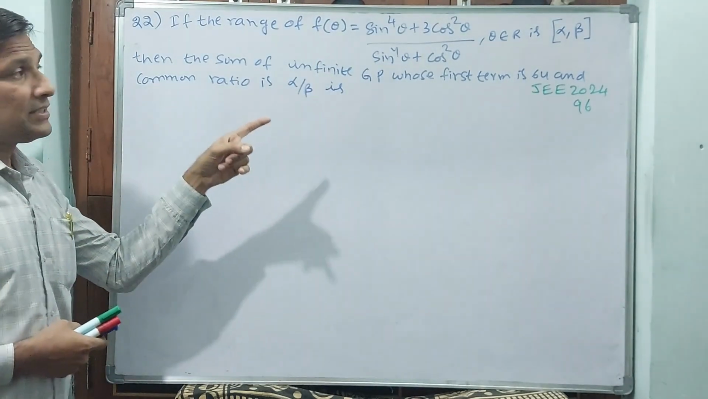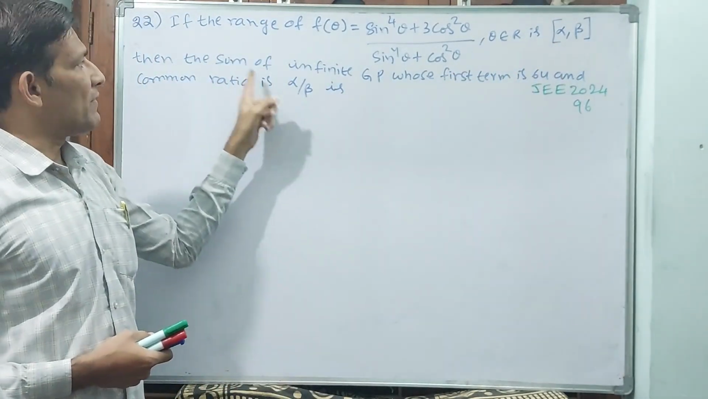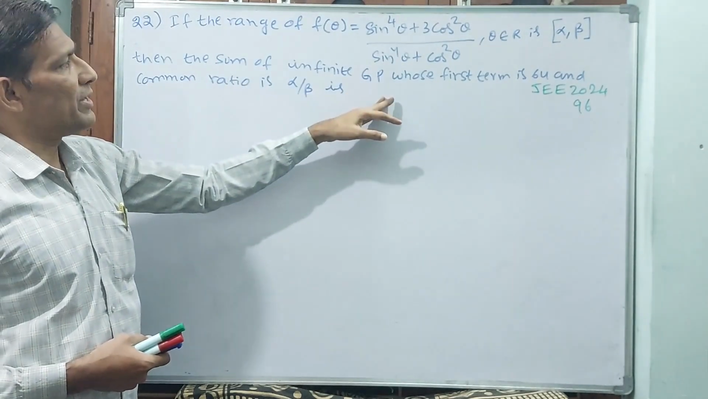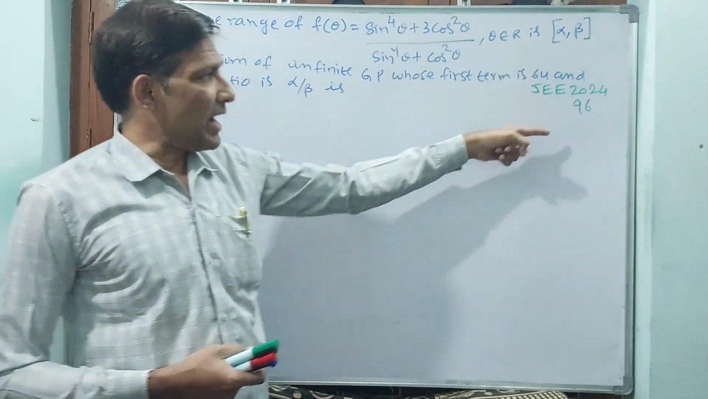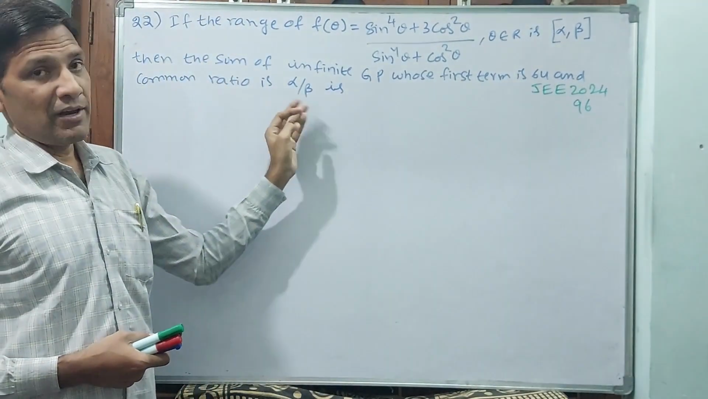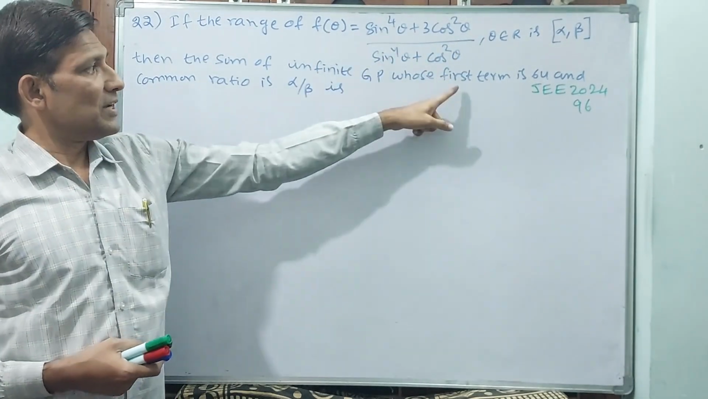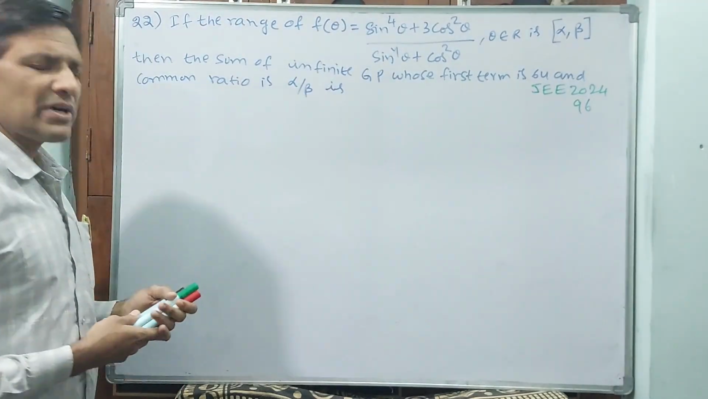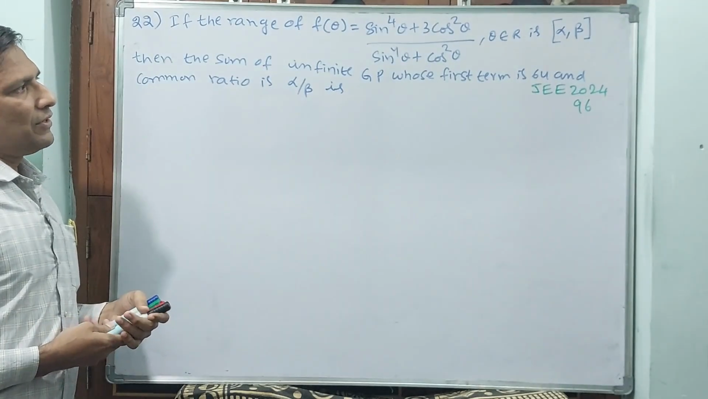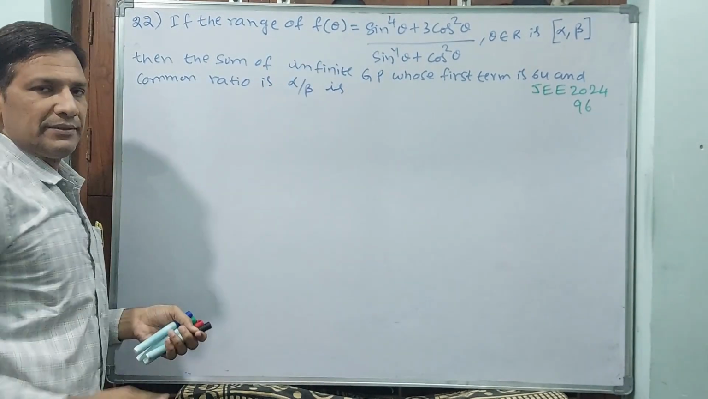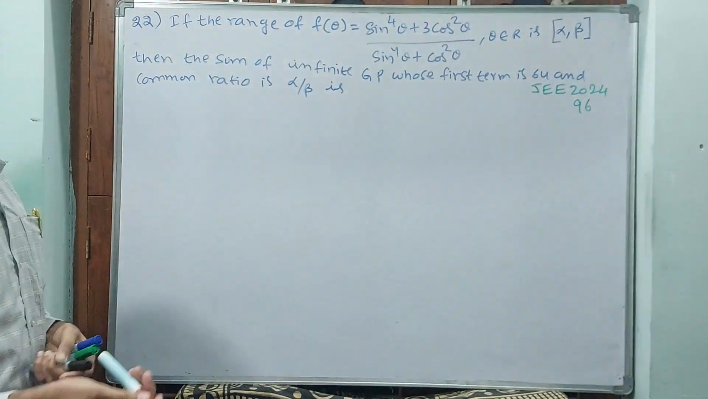Once you find the range, these values are going to become the common ratio of another infinite geometric progression. Then the sum of the infinite GP whose first term is 64 and common ratio is alpha by beta. Alpha and beta you are going to get from there. Common ratio, first term, then you can find the infinite series sum. Why? Because a by 1 minus r, infinite series GP. A they have given, r you are going to get there. You can find it. But finding the range of this function is a little bit tricky.